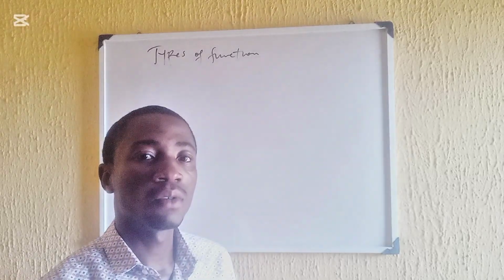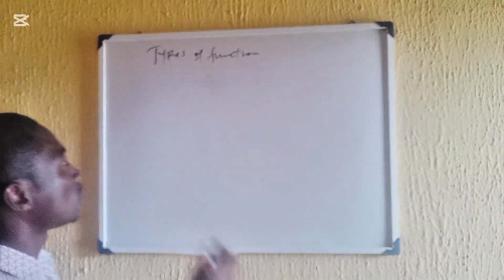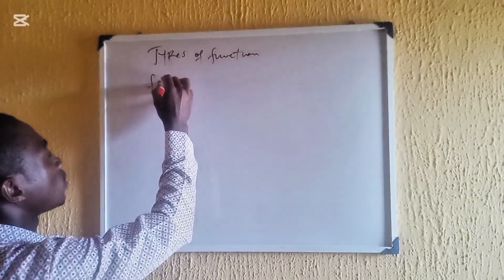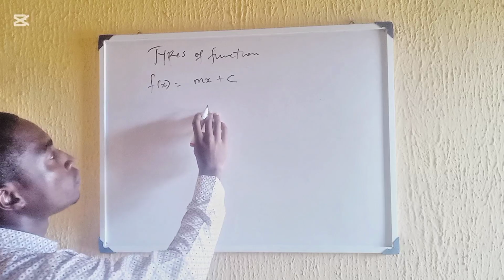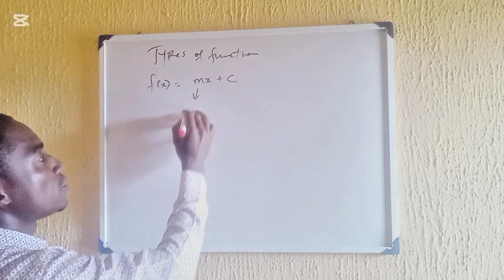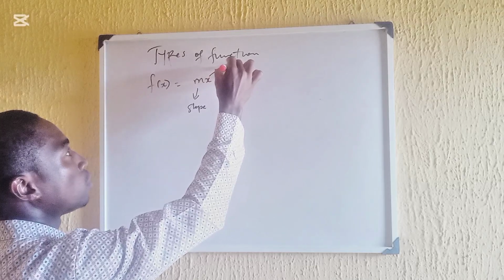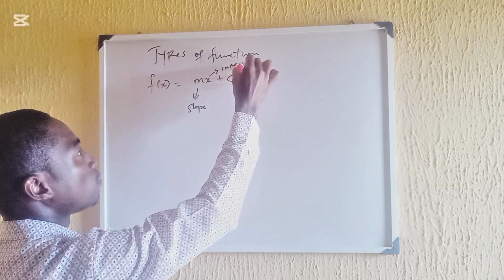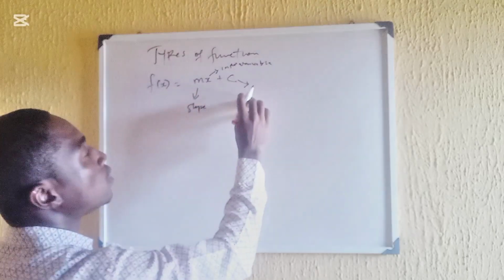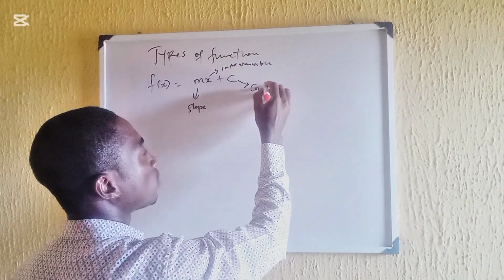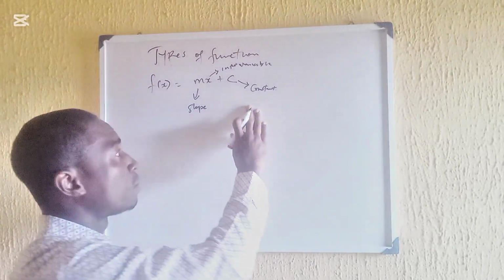The next function I want to talk about is the linear function. The linear function has the equation f of x is equal to mx plus c. Now where m represents the slope, x is the input variable, and c is a constant. So c is the intercept of the graph.